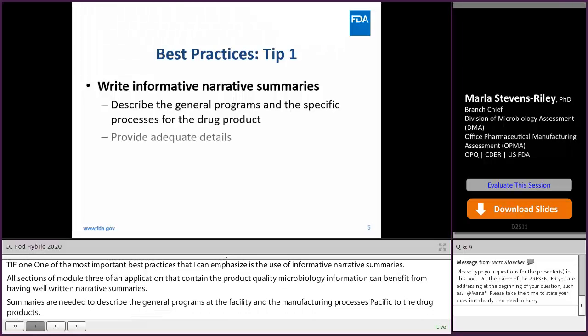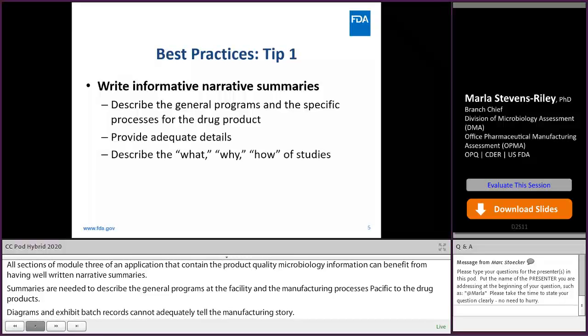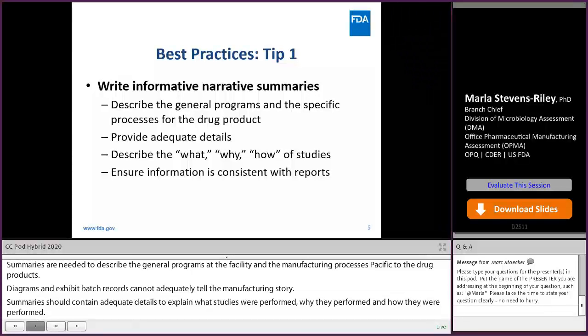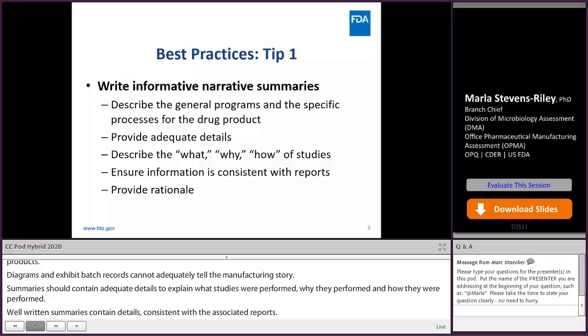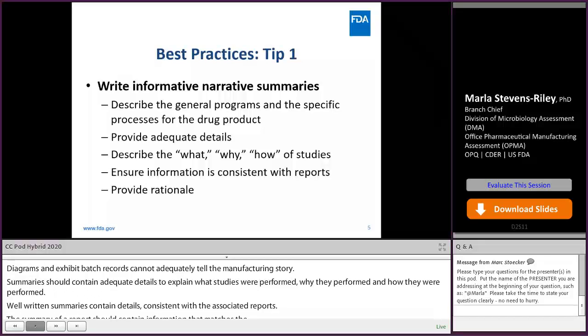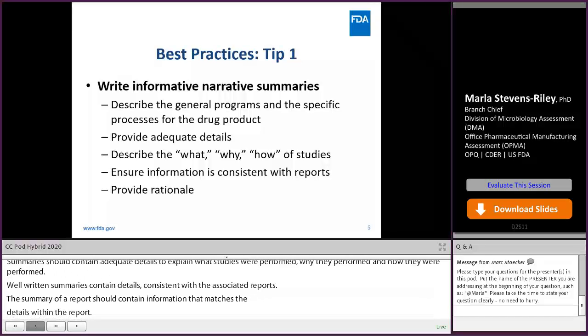Summaries should contain adequate details to explain what studies were performed, why they were performed, and how they were performed. Well-written summaries contain details consistent with the associated reports. The summary of a report should contain information that matches the details within the report. Well-written summaries provide rationale for the processes and the studies associated with the manufacture of a drug product. The reviewer should not have to guess or assume why a particular study was performed or is provided in the application.